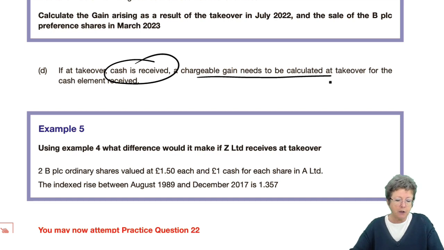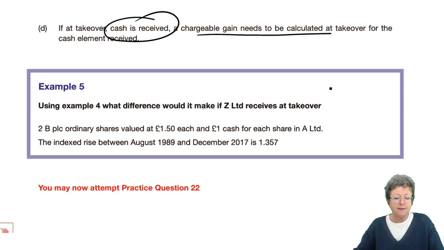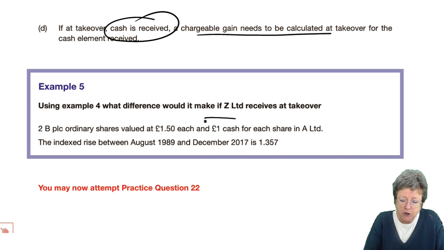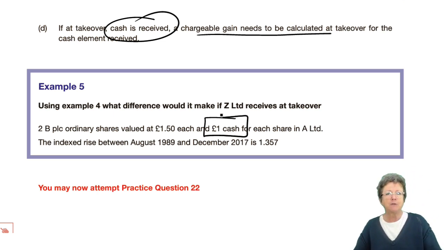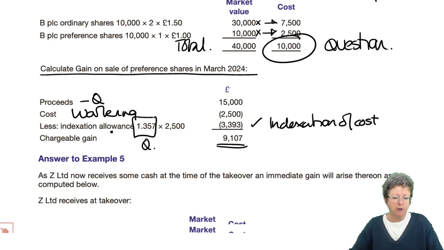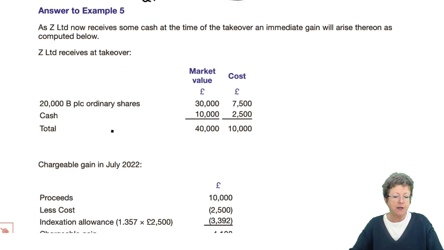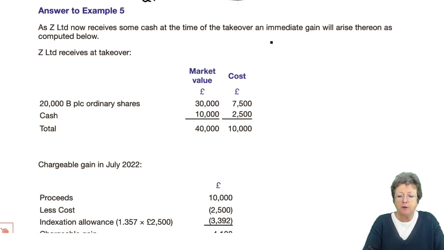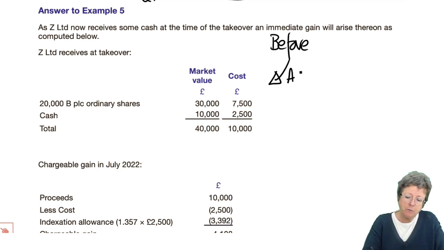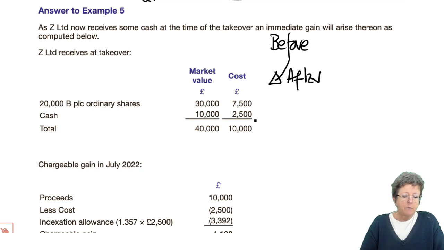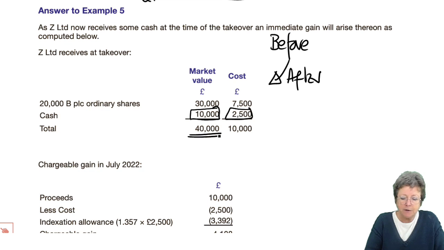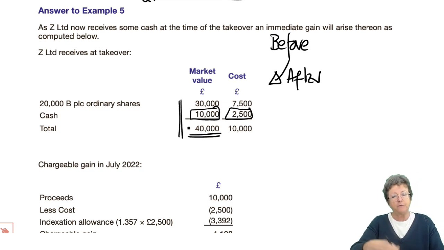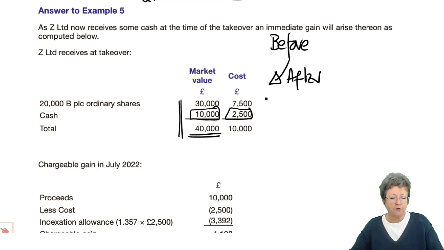So what we're going to do is we're going to look at example number 5, which is example number 4, but instead of getting preference shares, we've had cash. So let's have a look at our model answer, which follows exactly the same process. So what did we have before? What did we have after? And we've got cash now, and that's the cost. Again, we've used this element of value in order to allocate the cost.